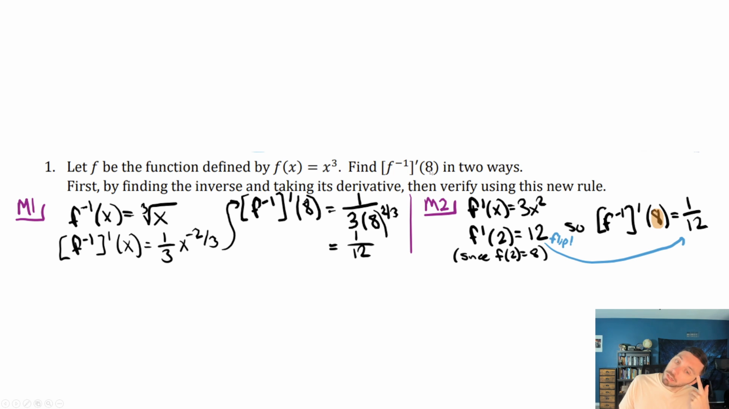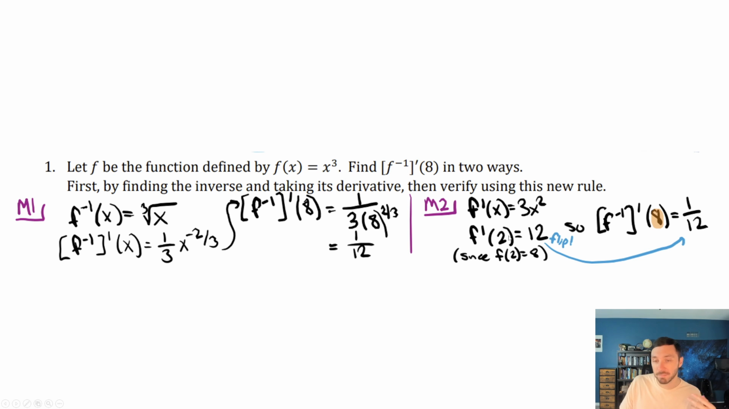Because 8 is the output. You're not plugging in 8 into this inverse idea, which is taking the reciprocal. You're finding what the input would have been in order to get an output of 8 for the original function. And that's 2, because 2 to the third power is 8. So you're plugging in 2 into this derivative.